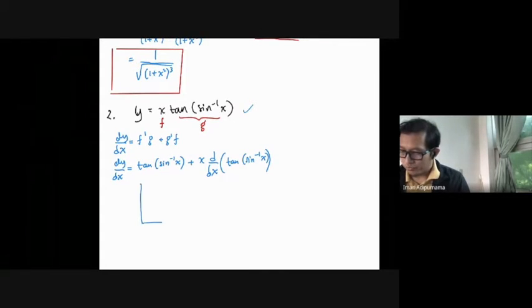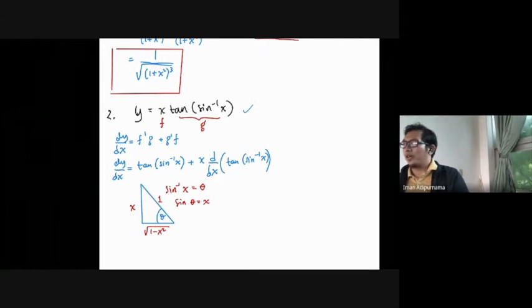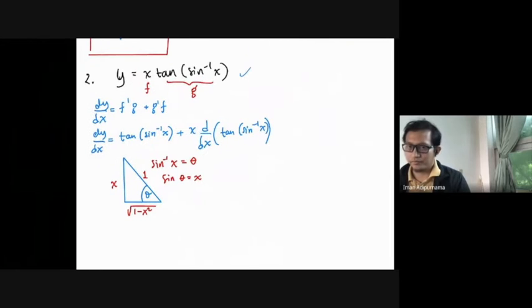We can start with the triangle one. Every time you forget, start with the triangle. Now it's sine inverse x. Let it be theta, so sine theta is x. So this side is x, and this is 1, right? And the other part will be the square root of 1 minus x squared. Okay, so let's derive this.